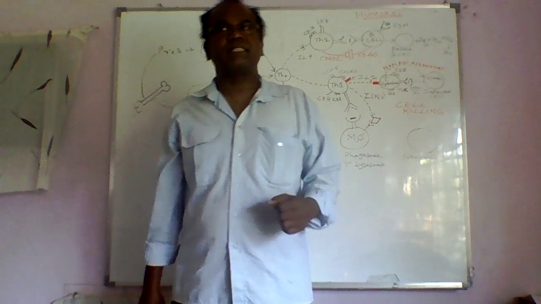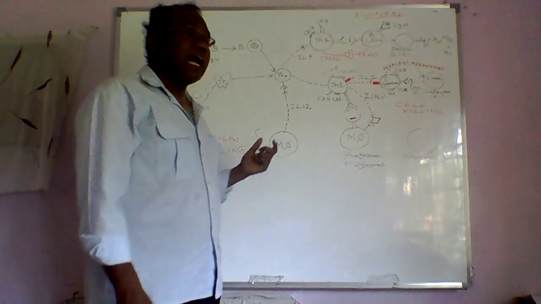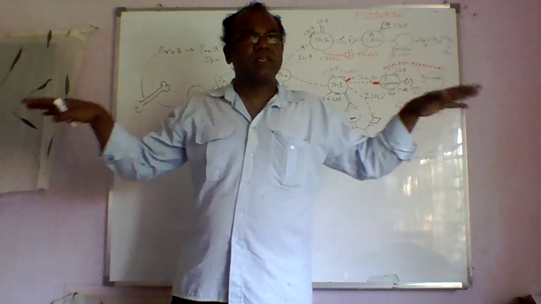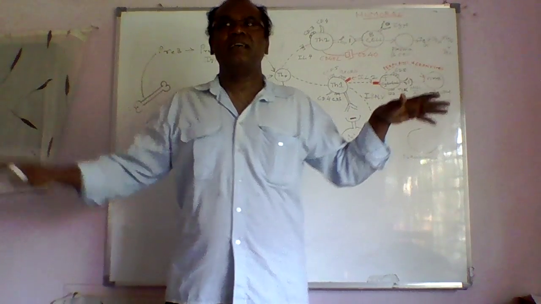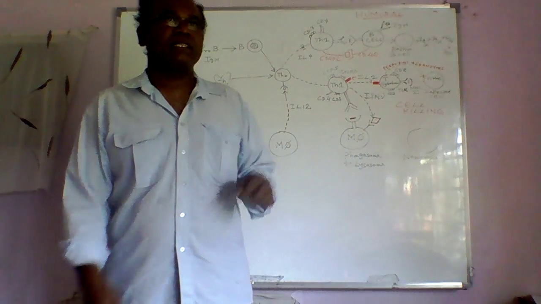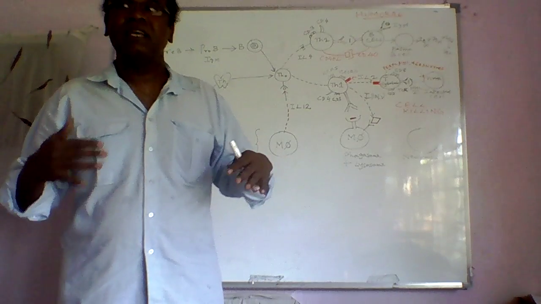Hello everybody, this lecture will be on what we call the adaptive immune system. In the immune system, we have two arms: one is called the innate, the other is called the adaptive immune system. The innate immune system is something which happens instantaneously, immediately.